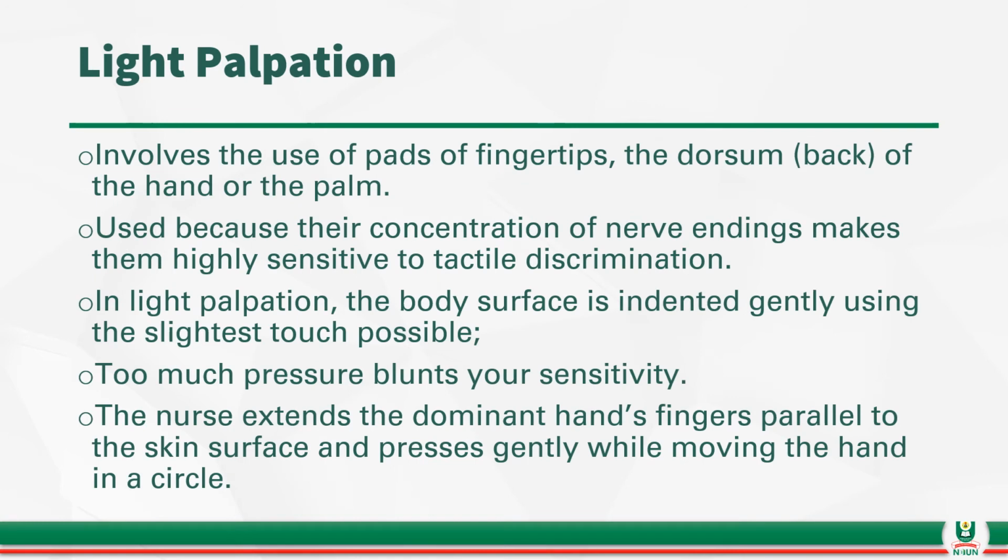Light palpation involves the use of the pad of the fingertip, the dorsum of the hand, or the palm. These parts are used because their concentration of nerve endings makes them highly sensitive to tactile discrimination. In light palpation, the body surface is indented gently using the slightest touch possible, as in pulse taking, or you use the dorsum, that is the back of the hand, when you are checking body temperature. Too much pressure blunts your sensitivity. When you apply too much pressure, you are not going to feel anything as such.